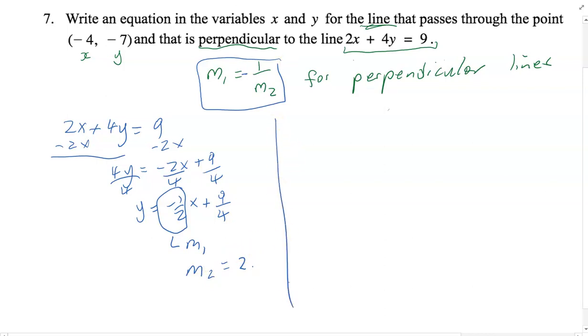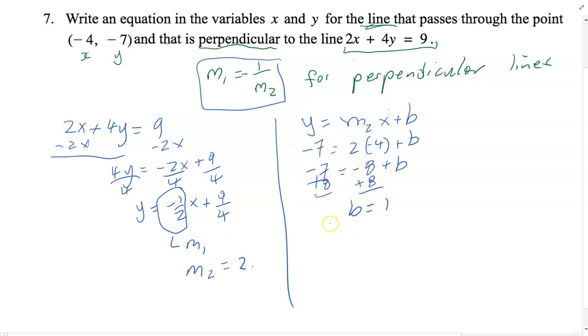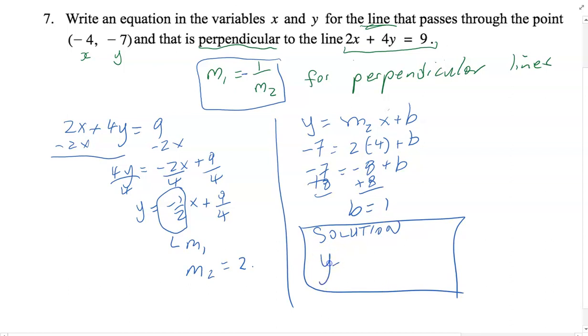So what we want to do to find line 2, using y equals m2 x plus b, is plug in negative 7 for y and 4 for x. Hold on, that's negative 7 equals 2 times negative 4 plus b. Continue simplifying: negative 7 equals negative 8 plus b. Add 8 to both sides, so b equals 1. So our equation would be y equals 2x plus 1.